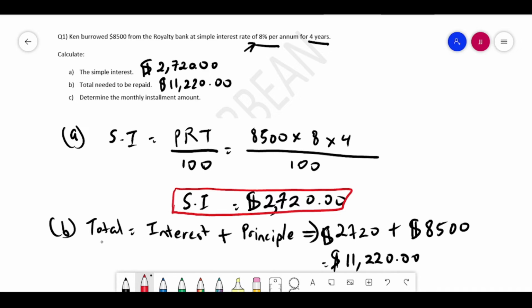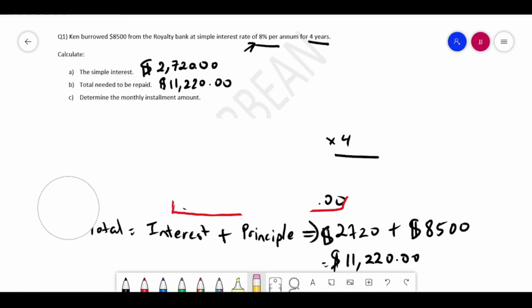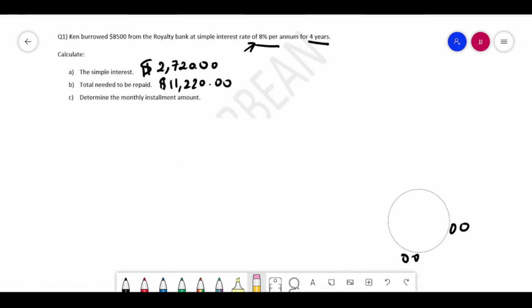So we want to know what is the total needed to be repaid. The total needed to be repaid will be the interest accumulated over time plus the original money invested, which will be 2720 plus 8,500, which will give us 11,220. So now let's clear up some space here and let's get back to the other question, part C. For part C, determine the monthly installment. Determine the monthly installment amount.